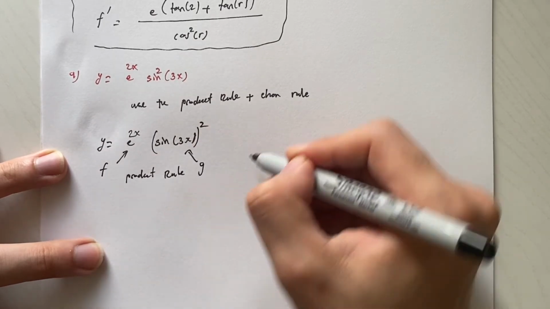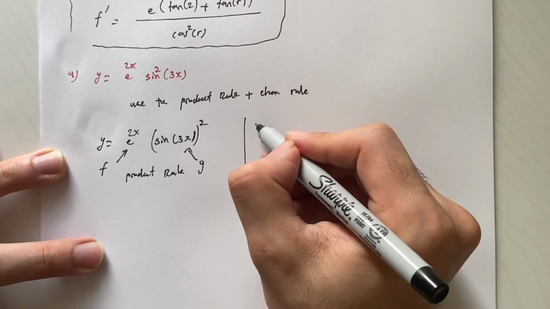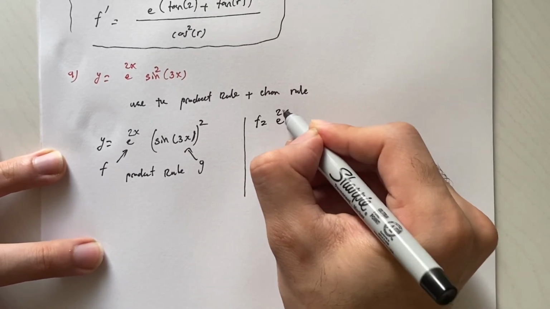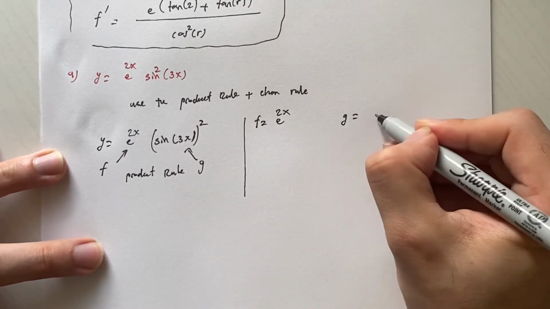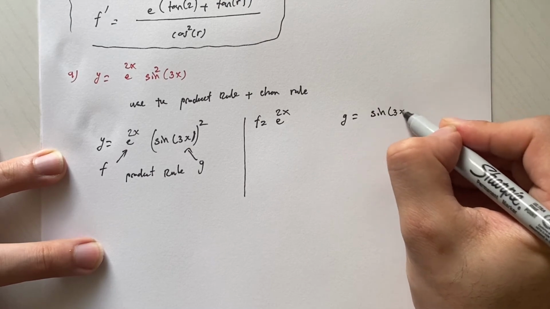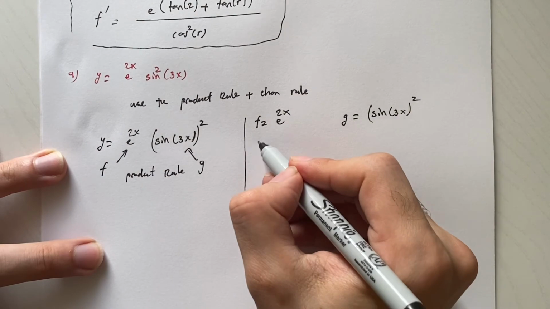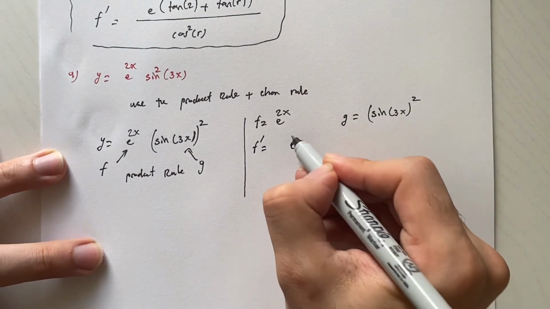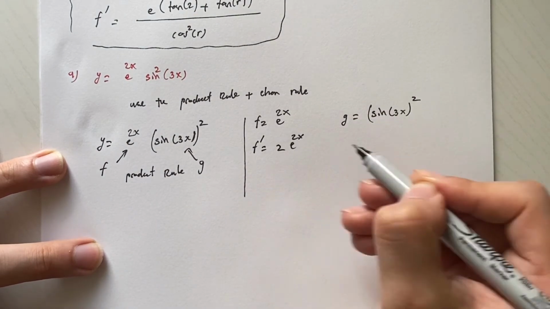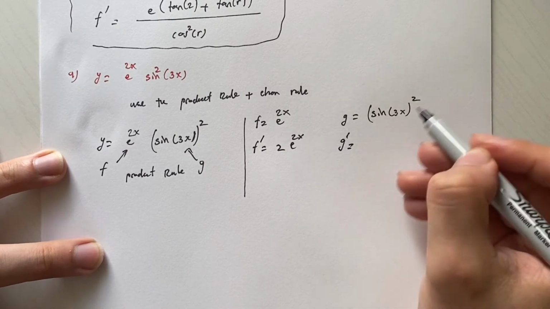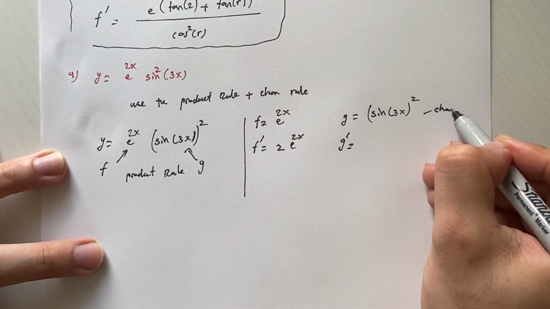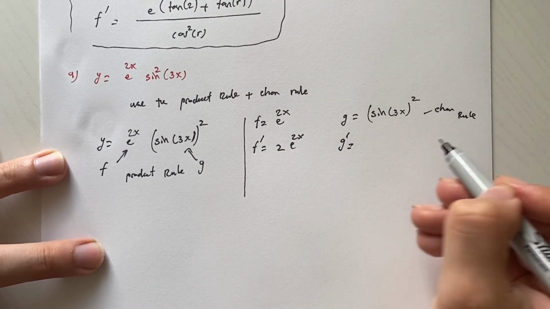So I'm going to assign f to e to the 2x and g to sine 3x all squared. Then I'm going to take the derivative of each. The derivative f prime is going to be e to the 2x, and then using the chain rule, multiplied by 2. And for g prime, I'm going to use the chain rule also in here.